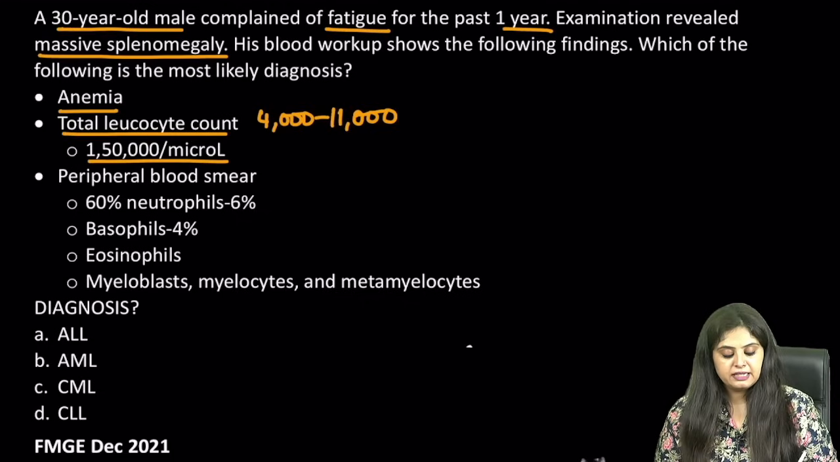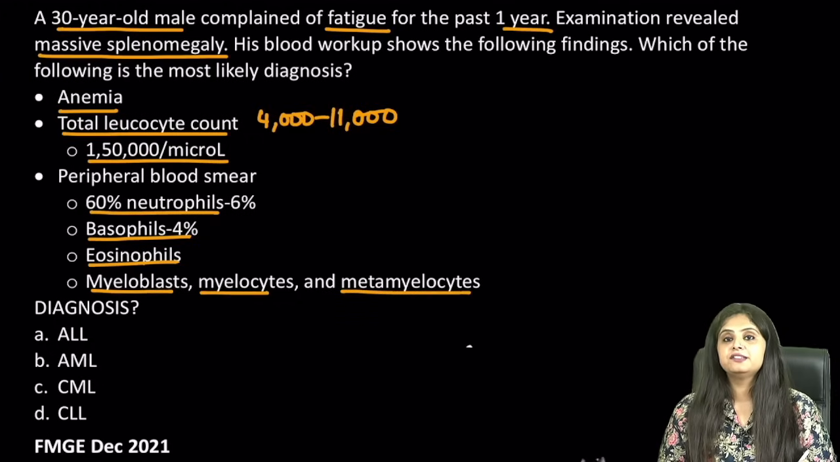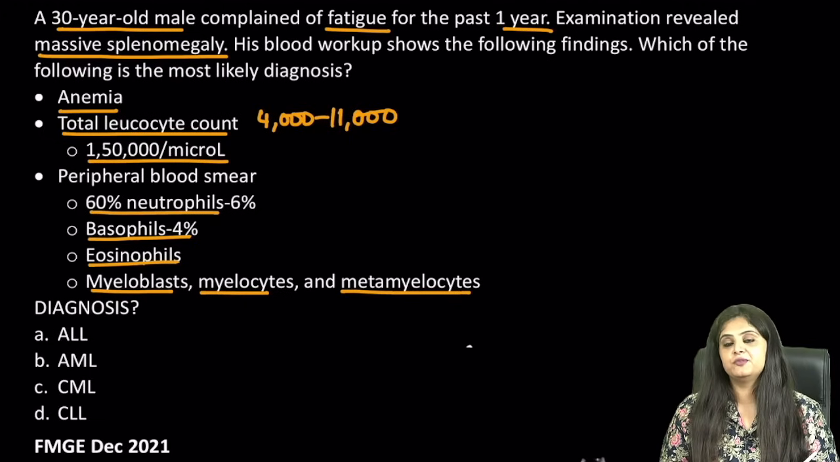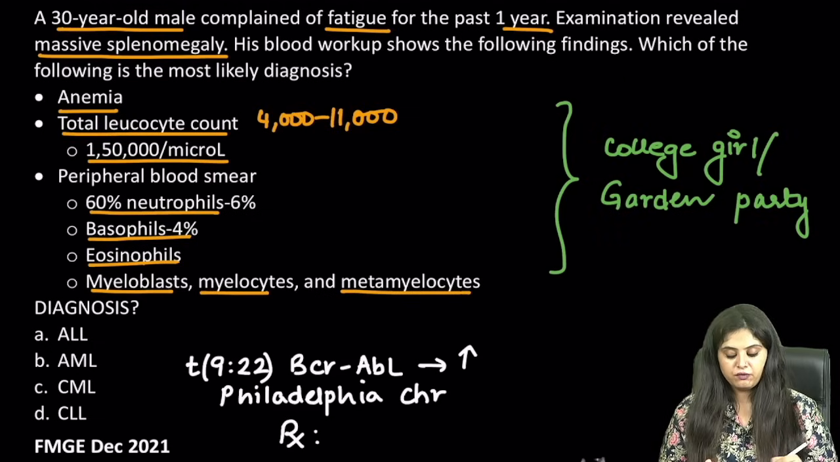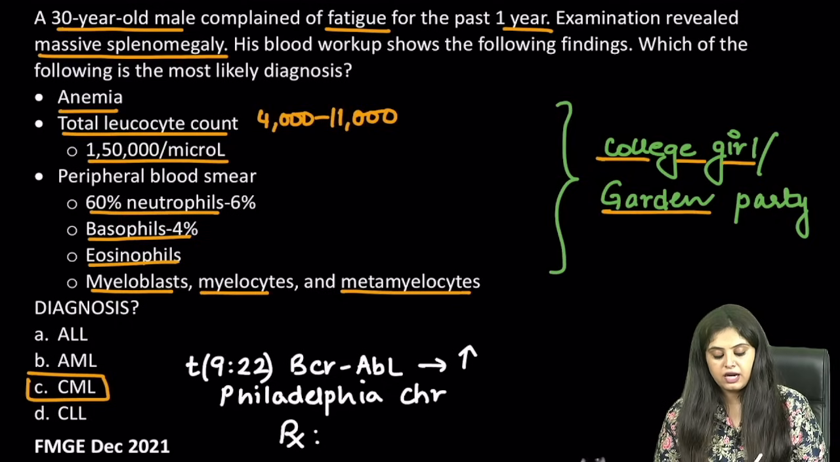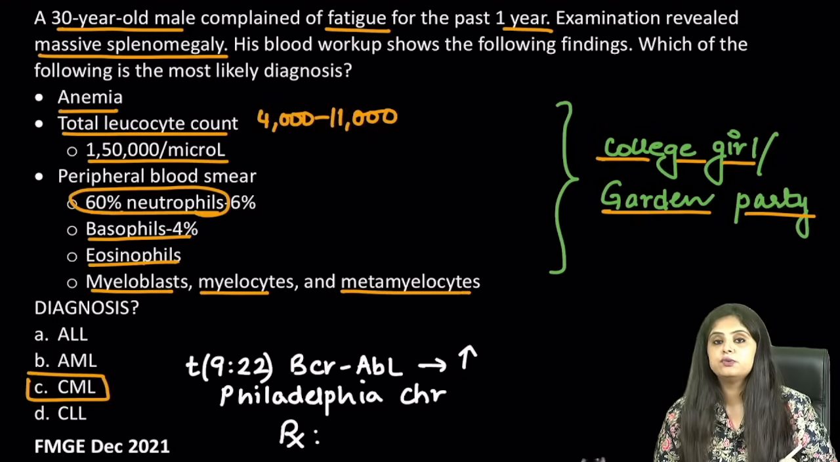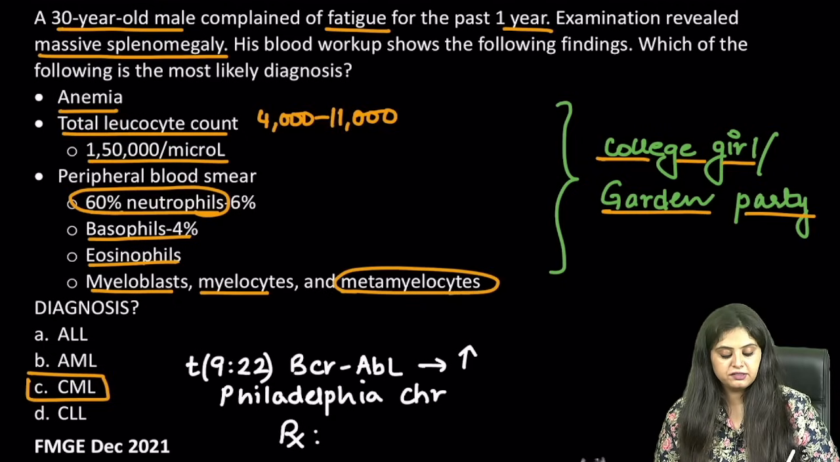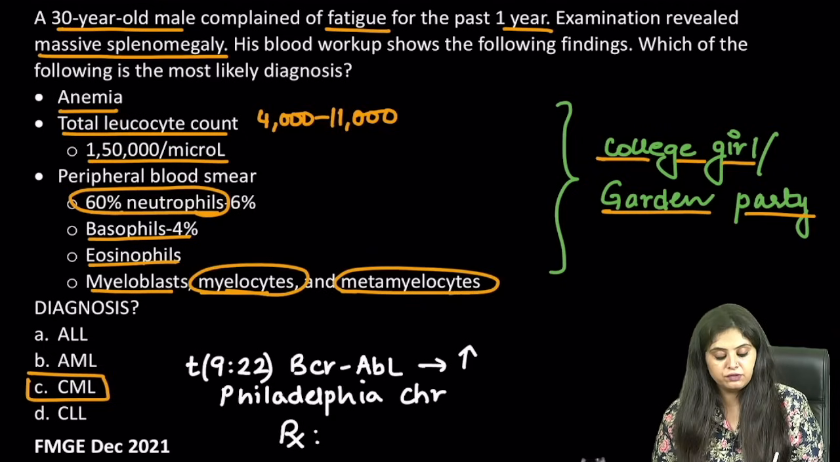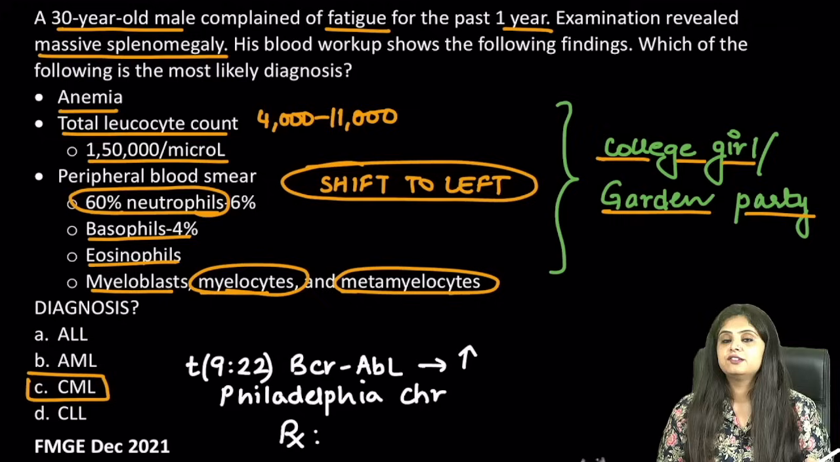Peripheral smear shows us there are 60% neutrophils, there are basophils, eosinophils, myeloblasts, myelocytes, and metamyelocytes. So I can see a full garden party appearance happening over here. There's a mix of cells, and that obviously makes it a case of CML. Whenever I see this college girl or garden party appearance, and if it's not written like this, because I can see mature neutrophils and the precursors of the neutrophils also mentioned, it will be written as shift to left. Whenever they write shift to left, they want to tell you that the precursors are present. That will also indicate something to do with CML.